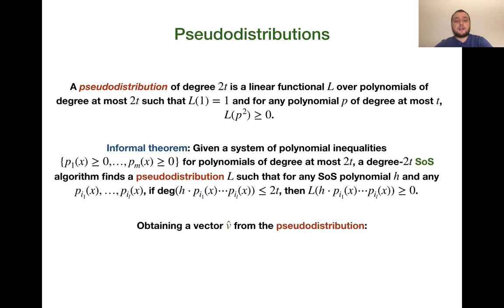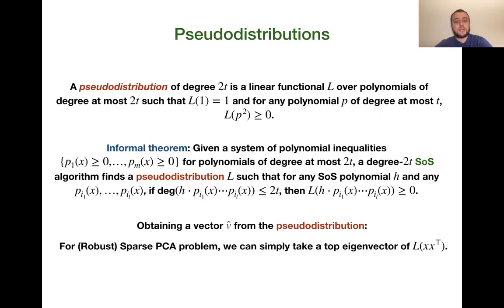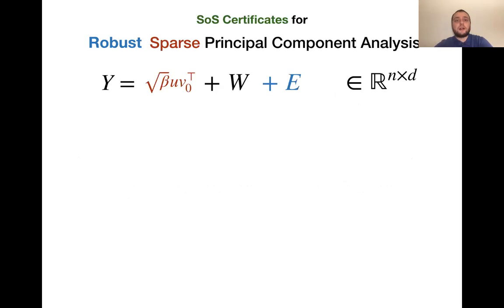Then, how do we obtain a vector from a pseudo-distribution? Sometimes it is tricky, but for this problem, we can simply take a top eigenvector of the pseudo-distribution of XX transpose, the matrix of polynomials XX transpose.